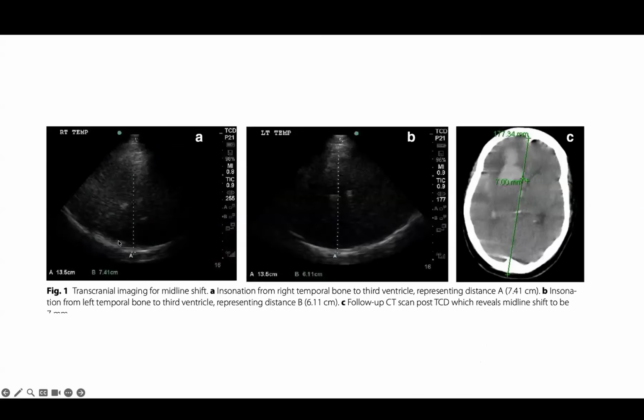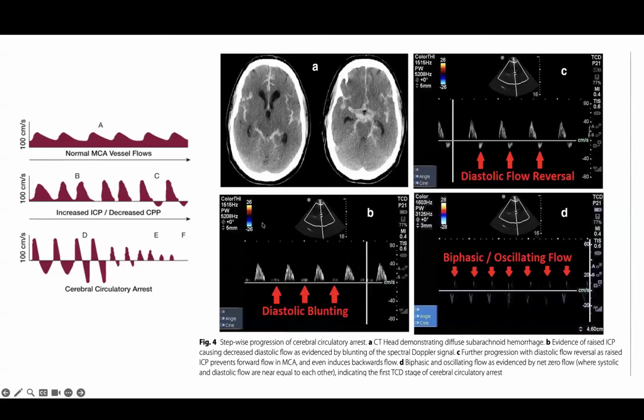Then here you can see the assessment of midline shift. From the temporal bone till the third ventricle of one side, the distance is calculated, and similarly on the contralateral side, temporal bone till the third ventricle, the distance is calculated. Based on that, the amount of midline shift can be calculated. Then for patients who are developing cerebral circulatory arrest, TCD serves as a very good tool. You can see the waveform variations will slowly occur. That is, there can be diastolic blunting, then diastolic reversal, then a decrease in the amplitude of your systolic waves.